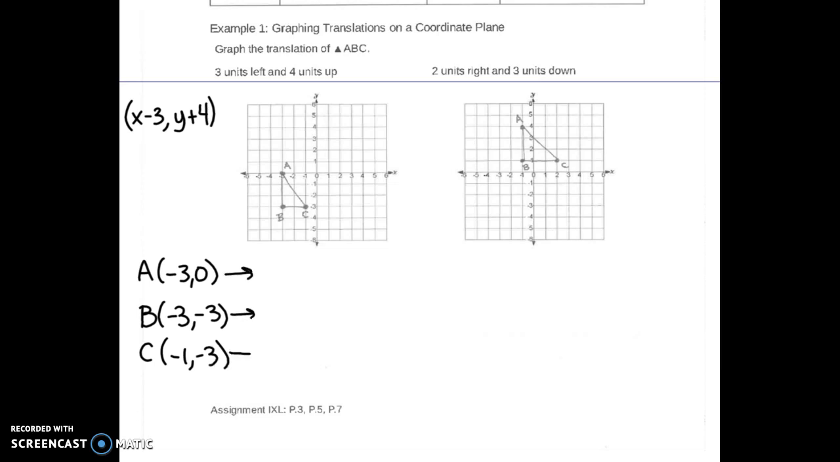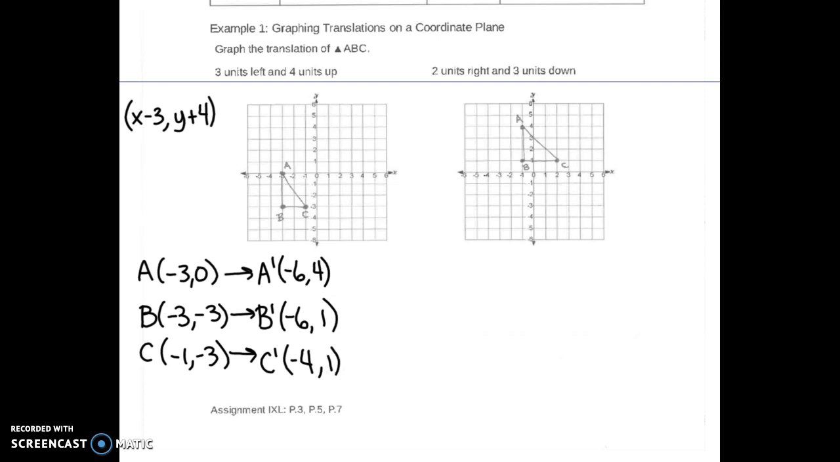So we're going to convert these points using that translation rule. So it's going to convert to A prime, which is our image. That's our new figure. So we're going to subtract 3 from our X, so that's negative 6. We're going to add 4 to our Y, so that becomes 4. B prime, we're going to subtract 3 from our X, so negative 6. Add 4 to our Y, it's going to become 1. And then C prime, we're going to subtract 3 from our X, so that's negative 4. And then we're going to add 4 to our Y, so 1.